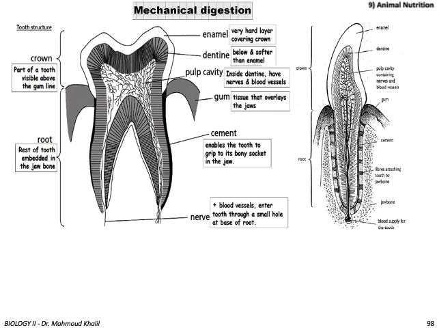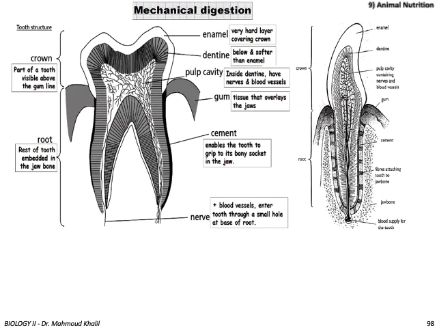If we look closely into the structure of the tooth, you can see that generally it consists of an upper part called the crown, the part which is visible above the gum line, while the lower part is the root, which is embedded in the jaw bone. In the upper part, the tooth is divided into the enamel, which is a very hard layer covering the crown, and underneath the enamel there is the dentine, which is softer.